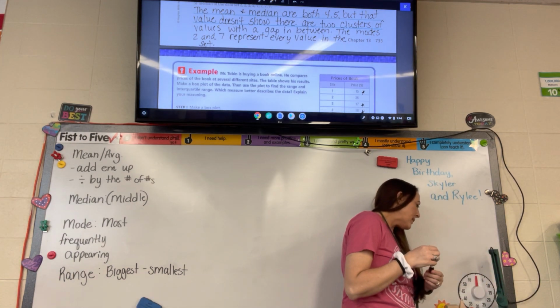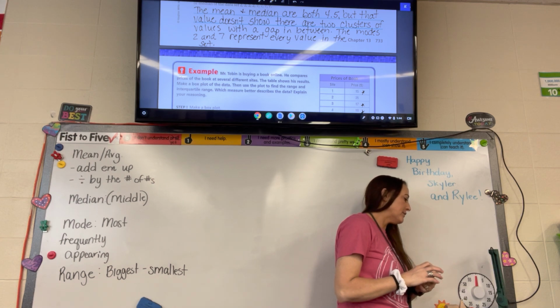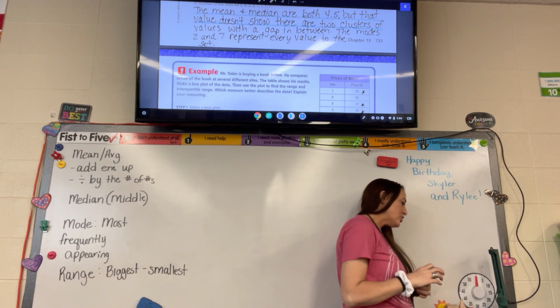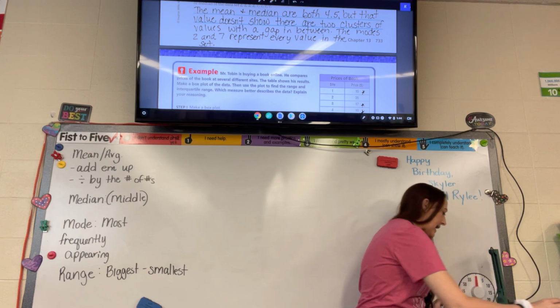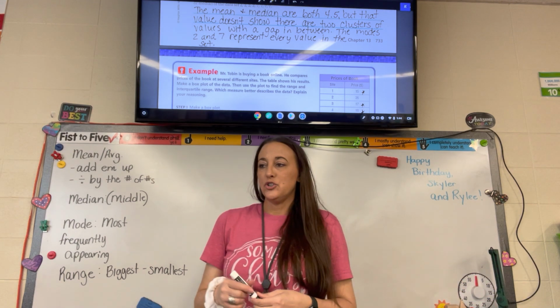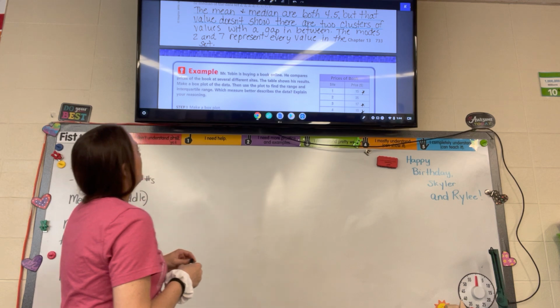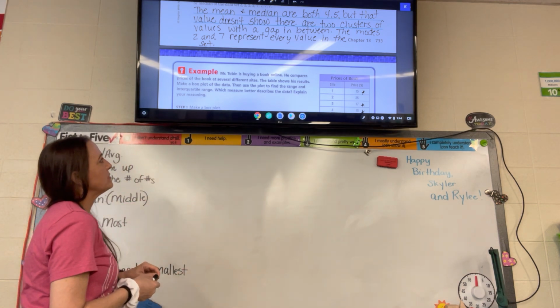online. He compares prices of the book at several different sites. The table shows his results. Make a box plot of the data, then use the plot to find the range and interquartile range. Which measure better describes the data?